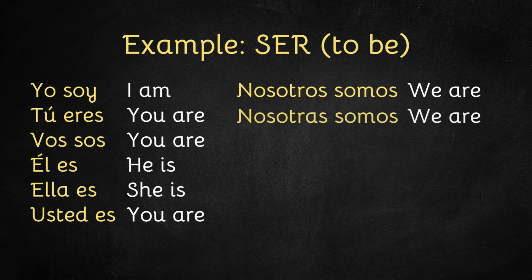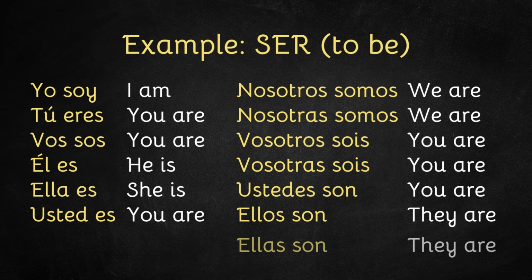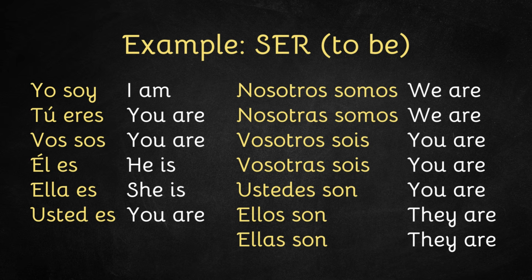Nosotros somos, or nosotras somos, we are. Vosotros or vosotras sois, you all are. Ustedes son, you all are. Ellos or ellas son, they are. So this is the verb ser conjugated in the present tense in the indicative form.